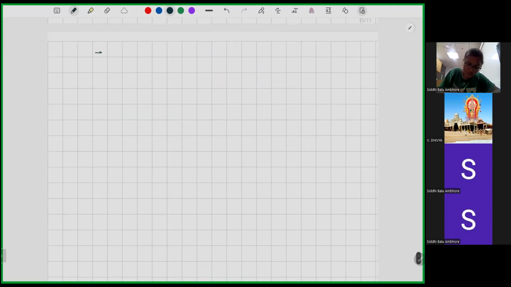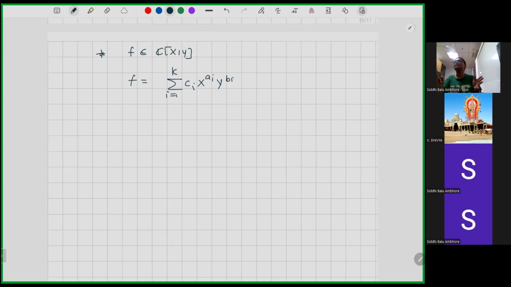So in general, this f is in C[x comma y], right? So how does this f look? It is the summation of c_i x power a_i y power b_i, i from 1 to k. I don't actually care about what the degree is or so on, at least for now. Okay, so it will be of this sort.